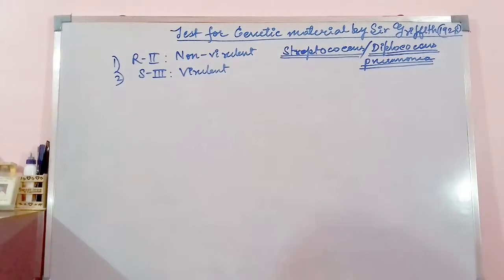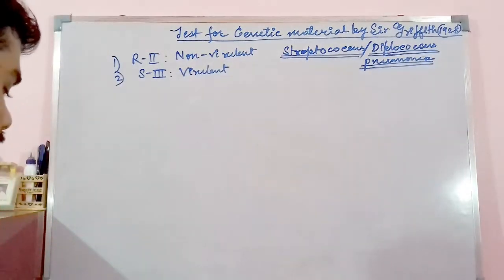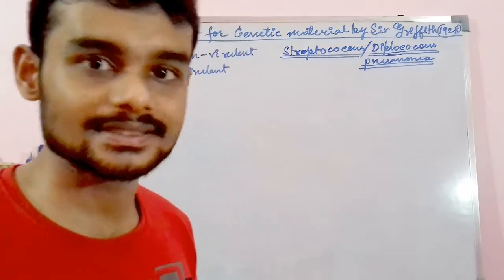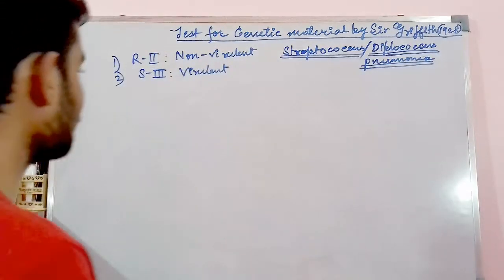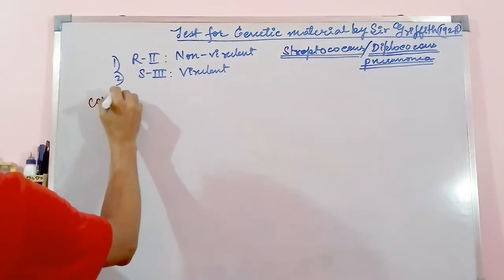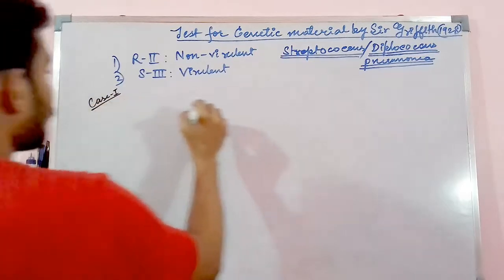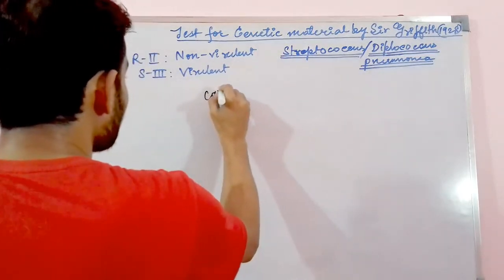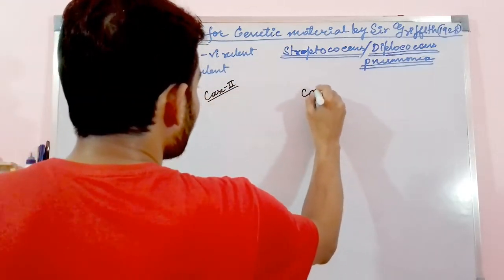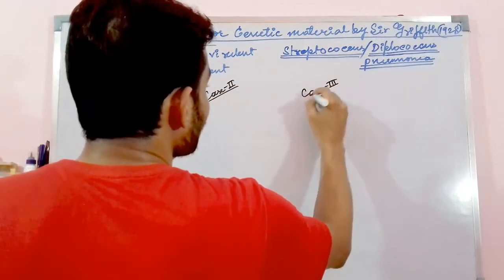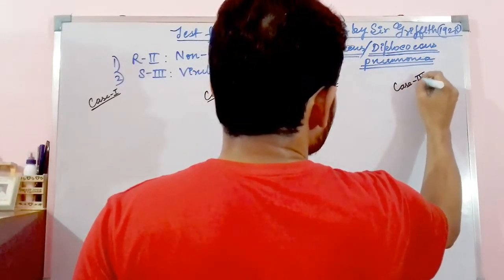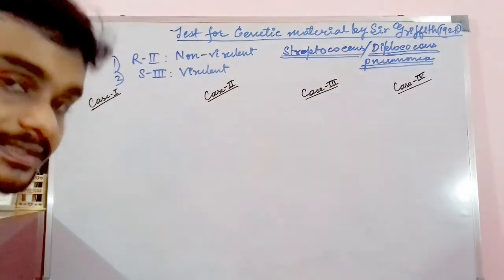Now, what he did, he took these two strains of bacteria and took 4 case studies. Let the first be case 1, the second be case 2, the third be case 3, and the fourth be case 4. He took 4 case studies.